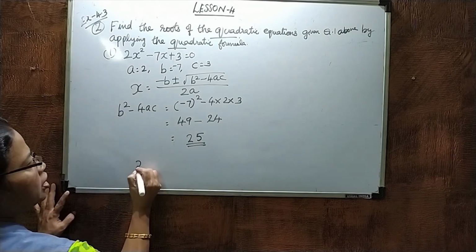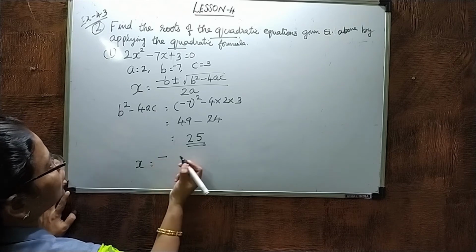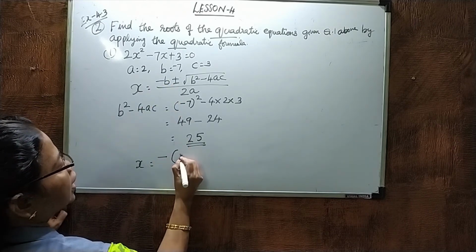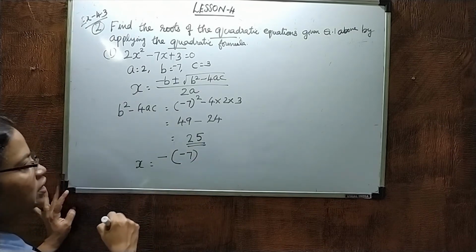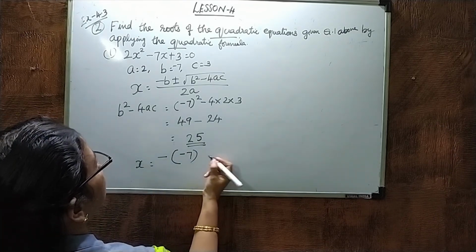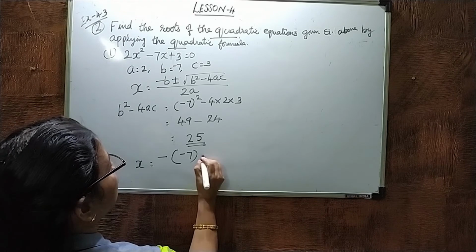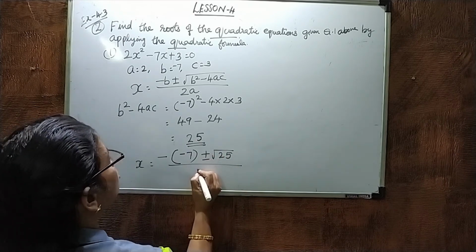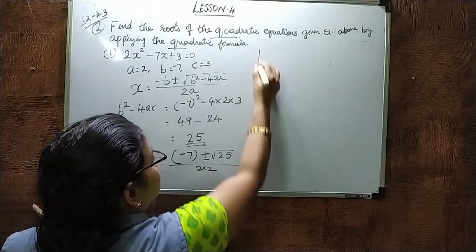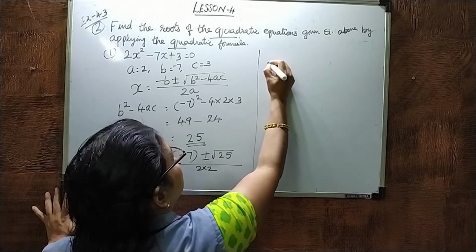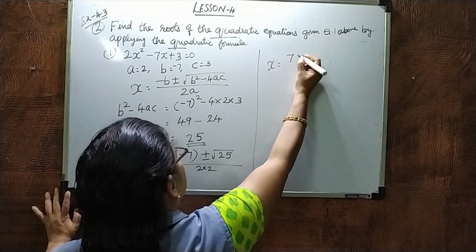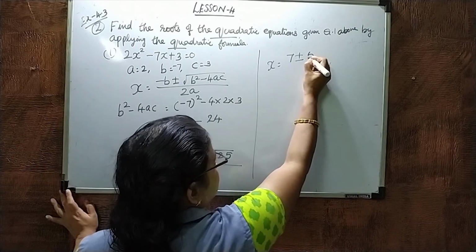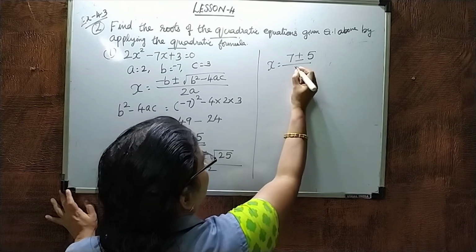What is the next step then? X is equal to negative b. Negative b means it is negative into negative 7. Don't forget, put that negative sign. So negative, negative 7, then plus or minus root 25 the whole divided by 2 into 2. Then it is positive 7 plus or minus root 25, it is 5 square, so it is 5, the whole divided by 4.